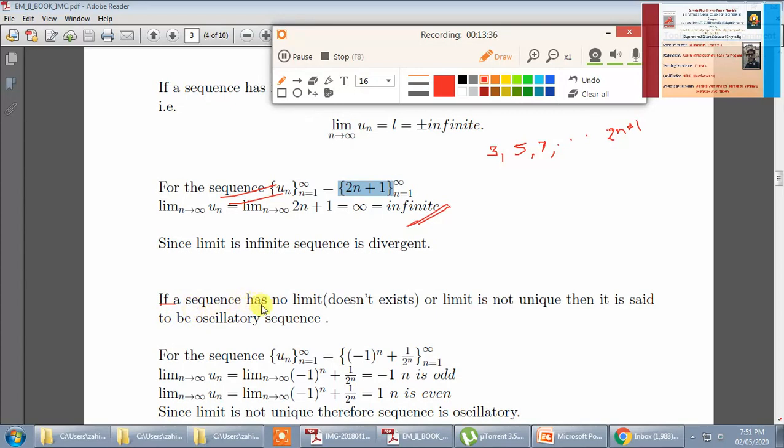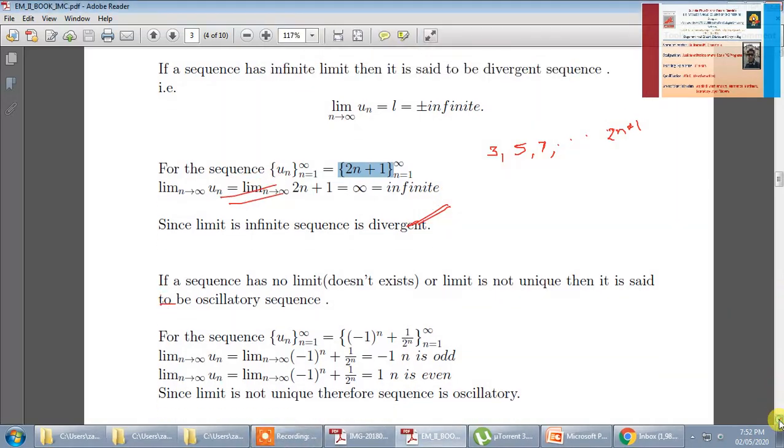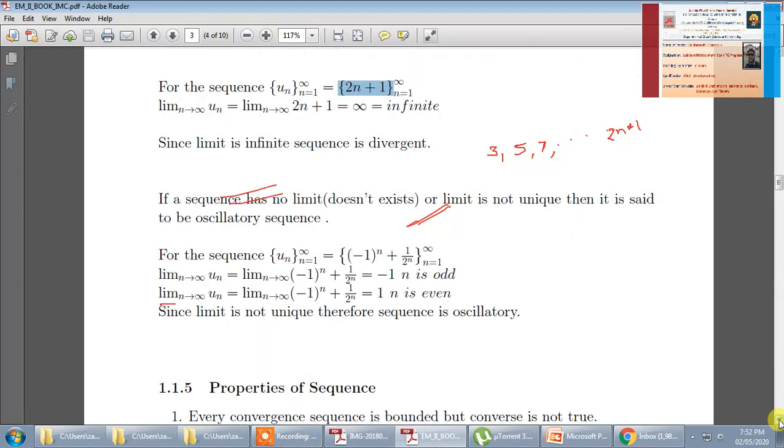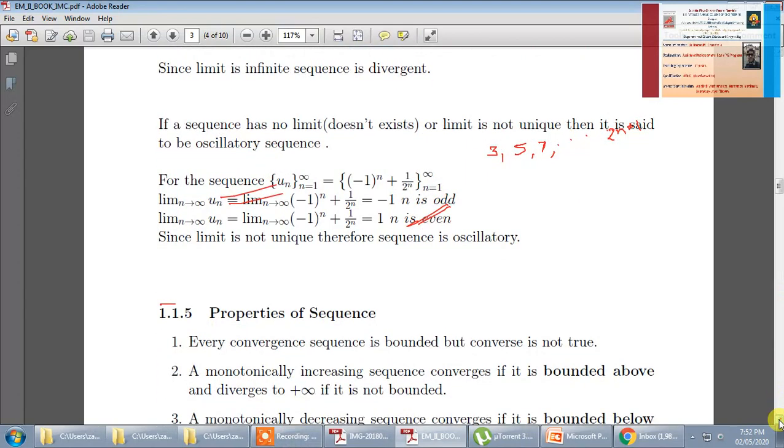If a sequence has no limit, that is, the limit does not exist or is not unique, then that sequence is called an alternating or oscillatory sequence. Let us have the definition of an oscillatory sequence. Suppose the sequence u_n, n from 1 to infinity, is equal to (minus 1) raised to n plus 1 upon 2 raised to n.